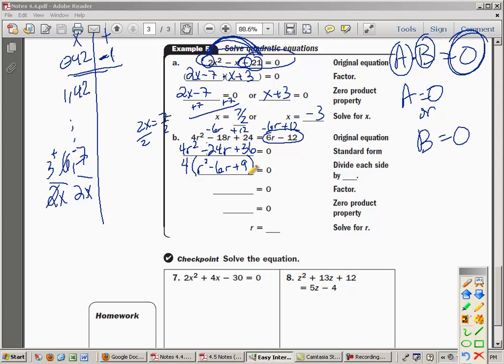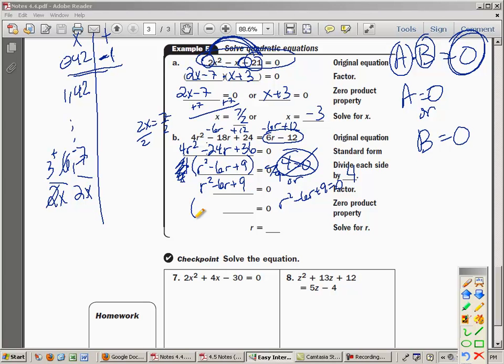Okay? Now, if you notice here, this is 4 times this mess is equal to 0. And by the zero product property, either 4 equals 0 or r squared minus 6r plus 9 equals 0. Well, can 4 be equal to 0? No, it can't. So if I divide both sides by 4, that effectively says that's just garbage, let's get rid of that. And so now we have this piece left, r squared minus 6r plus 9 is equal to 0.